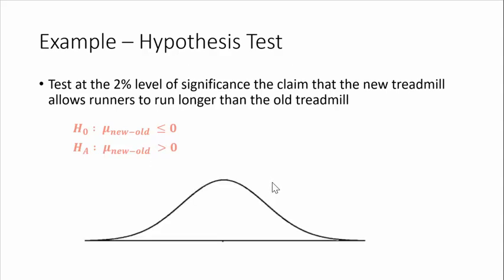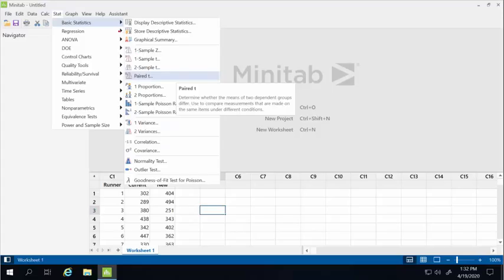As always, we're going to put this on our graph. This is an upper tail test. We start by assuming there's no difference between the two machines, and then we attempt to prove that the difference between the new and old machines is something statistically higher than 0. Something up in the upper tail. We can test this in Minitab using a function called paired t. So we'll go to Stat, Basic Statistics, Paired t.